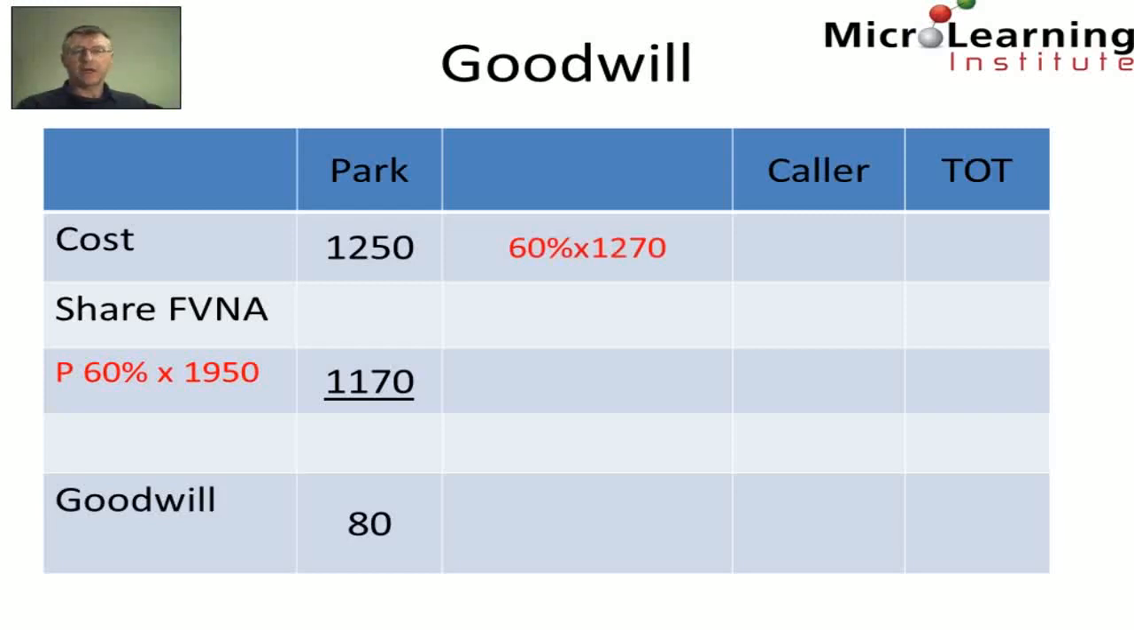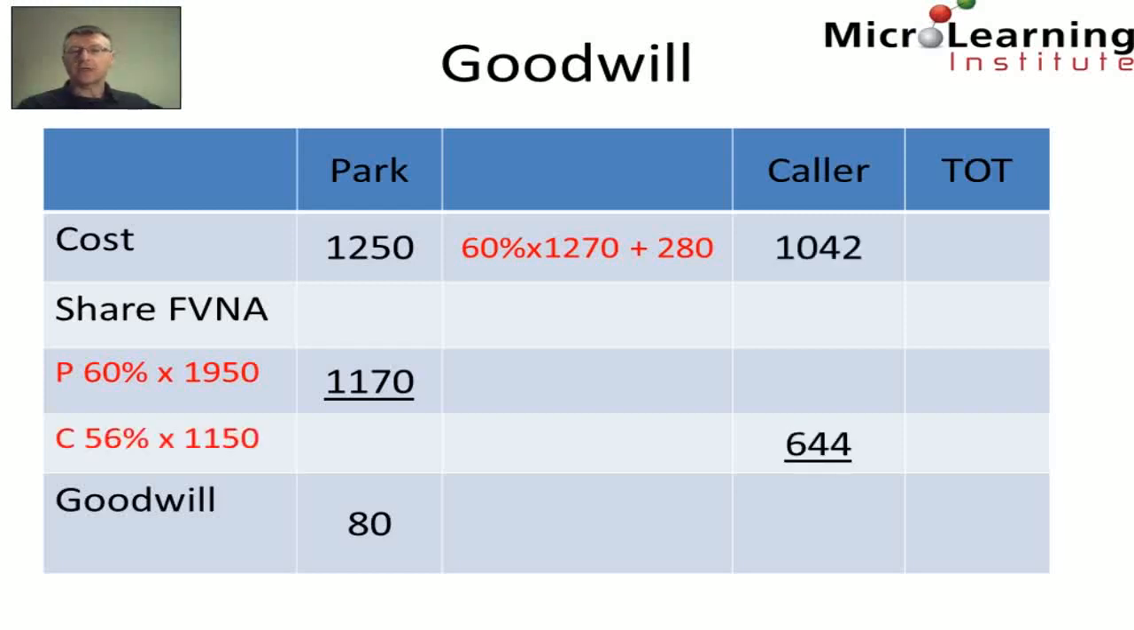Park paid $1,270 for Calle. However, of course, Trailer only owns 60% of Park, so Trailer only paid 60% of that $1,270. But additionally, Trailer also owned 14% of Calle at the acquisition of Calle, and that from IFRS 3 is remeasured to fair value, and in the question we're told that the fair value of the 14% already owned was $280 million. So consequently, the total consideration that the Trailer group paid for Calle was $1,042 million.